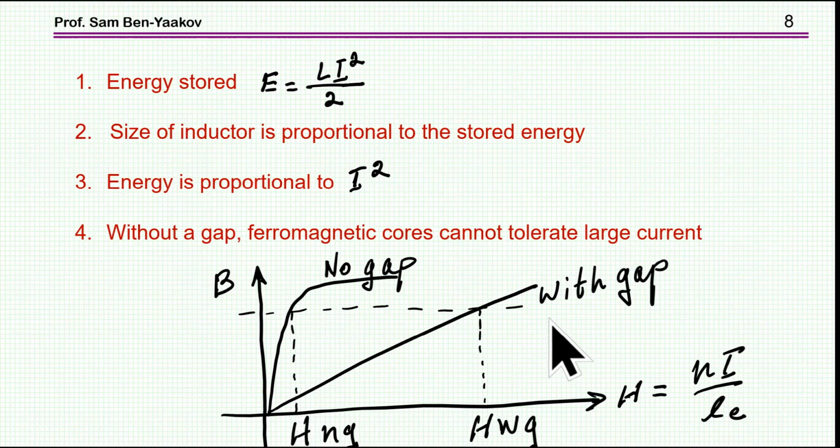On the other hand, if we add a gap, the permeability drops down, and consequently, for the same magnetic flux density, we can go to a much higher magnetic field, and therefore a much higher current. The bottom line is that with a gap, the core will be smaller than a core without a gap. There's no question about that. Or an inductor with a gapped core will be smaller than an air inductor. That is, a core with a gap is presently the best solution available.